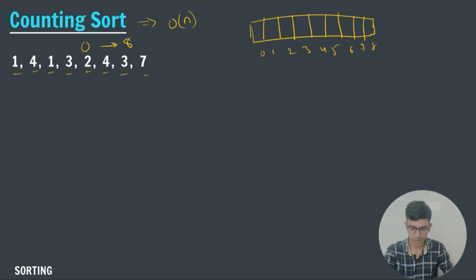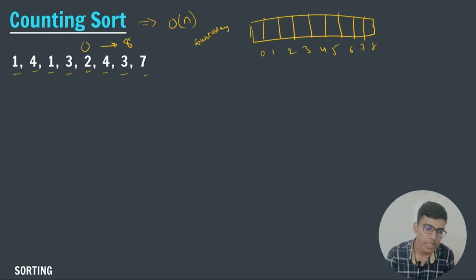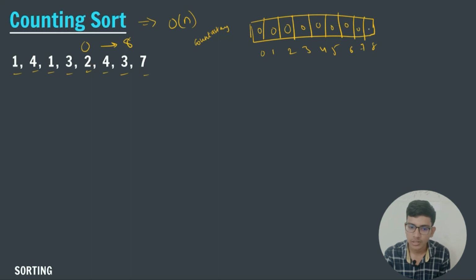I will name this array the count array. This array will keep a count of the number of occurrences that happen in my given array. So this is my given array, right? I will initialize all the elements, all the numbers 0, 1, 2, 3, with 0. Initially 0, 0, 0, 0, 0, 0, 0, 0. Okay. Now I will iterate over each element.